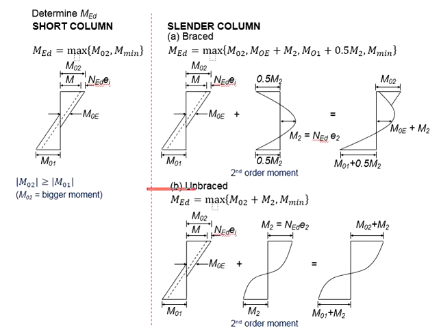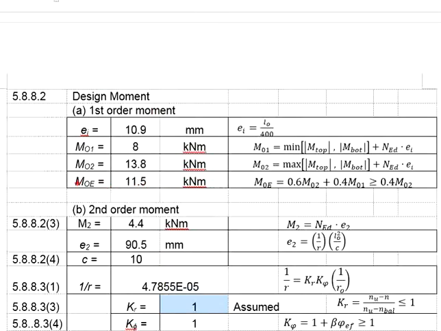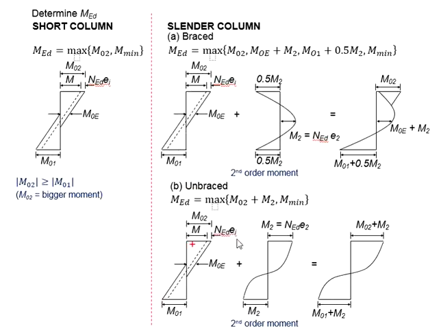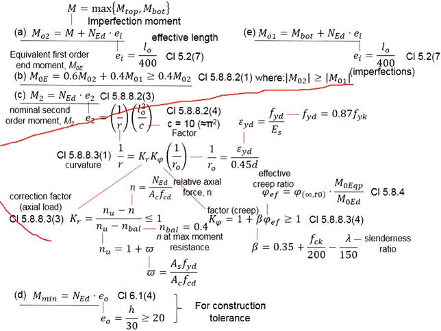If you refer to the equations for the unbraced slender column, you don't have to calculate the M0E. Even though you don't calculate this, never mind. At the end of the day, it shall not govern your M_Ed. Once you're done with the first order moment, you need to deal with the second order moment. To get the second order moment, you need the e2. There is a series of equations to determine e2.